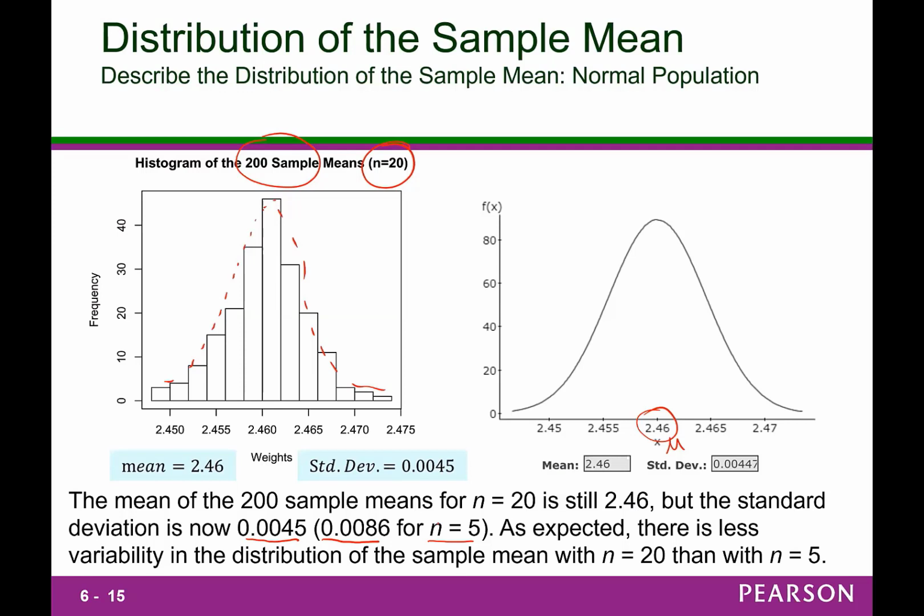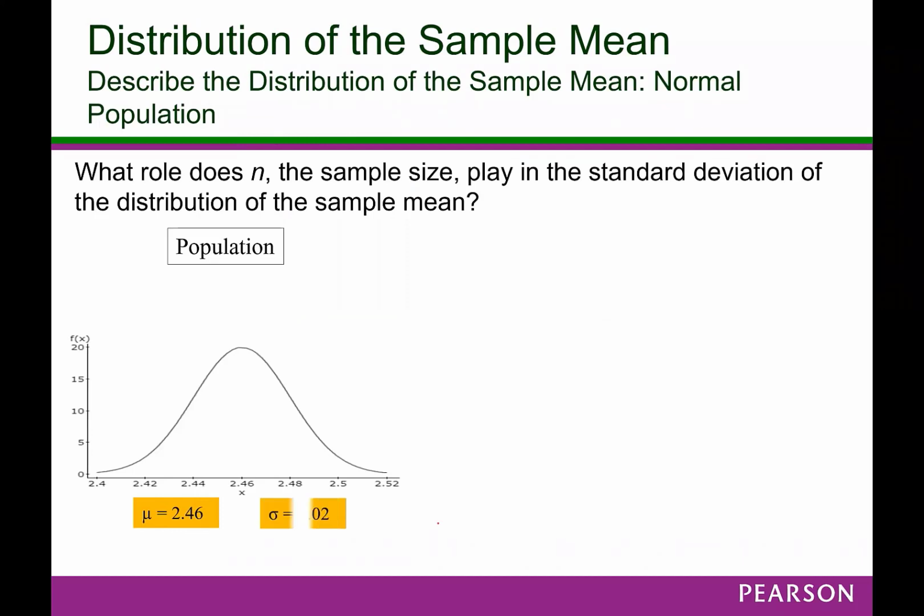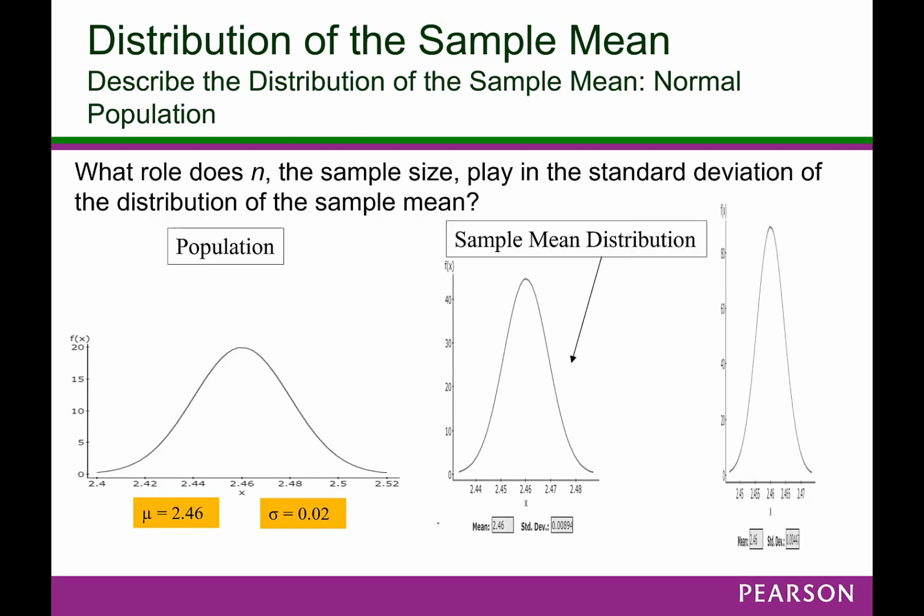As we expected, there is less variability in the distribution of the sample means with n equal to 20 than with n equal to 5. Then what is the role of the sample size? When we observe the distribution for individual values, when the sample size is 1, and when the sample size is 5, and when the sample size is 20, the mean in all of these cases will be 2.46. It's the same mean. The center of all of these 3 different distributions is the mean of the population.